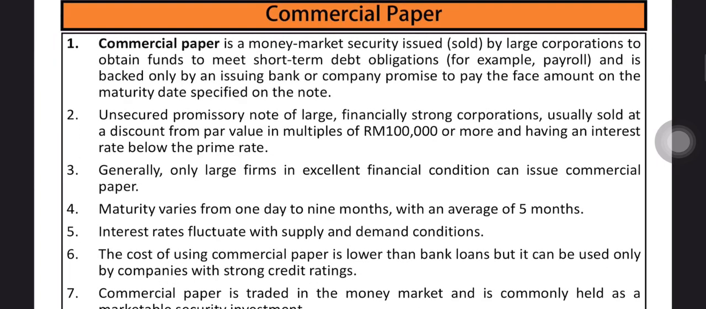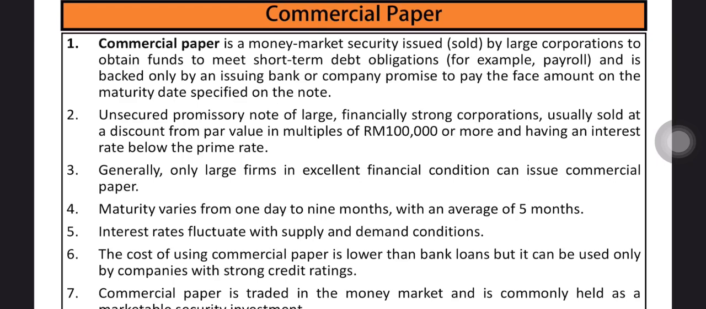Basically, commercial paper is a money market security issued or sold by large corporations to obtain funds to meet short-term debt obligations. For example, to pay payroll to the staff. And it is backed only by an issuing bank or company promised to pay the face amount on the maturity date specified in the note.